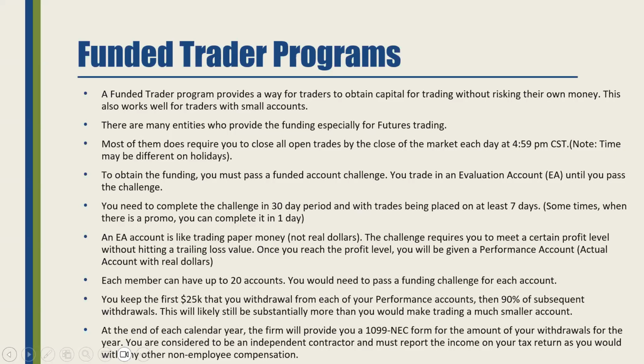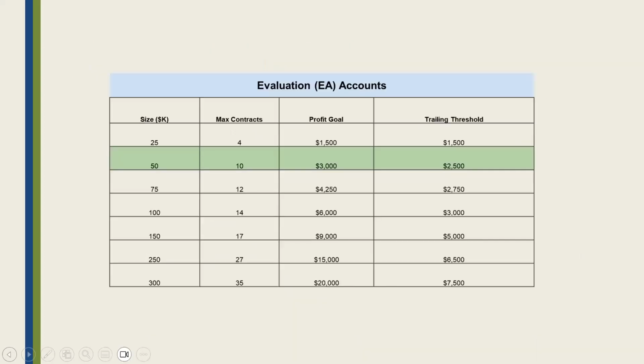So that is how these trader funded programs work, where basically you have to complete a certain challenge. Once you complete the challenge, you will get a real account, and on that account, whatever profits you make, first a certain amount, 25K or 13K or 20K, whatever it is, is yours. It is different for each firm, but for Apex, the first 25K is completely yours. Later, 90% of the profit is yours.